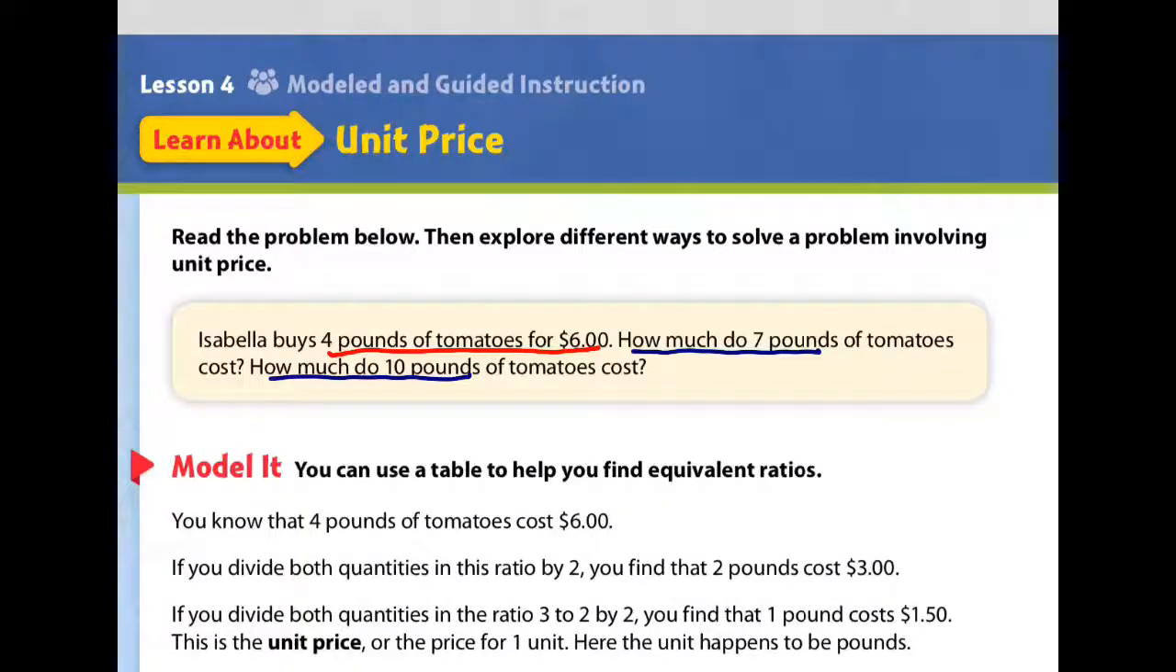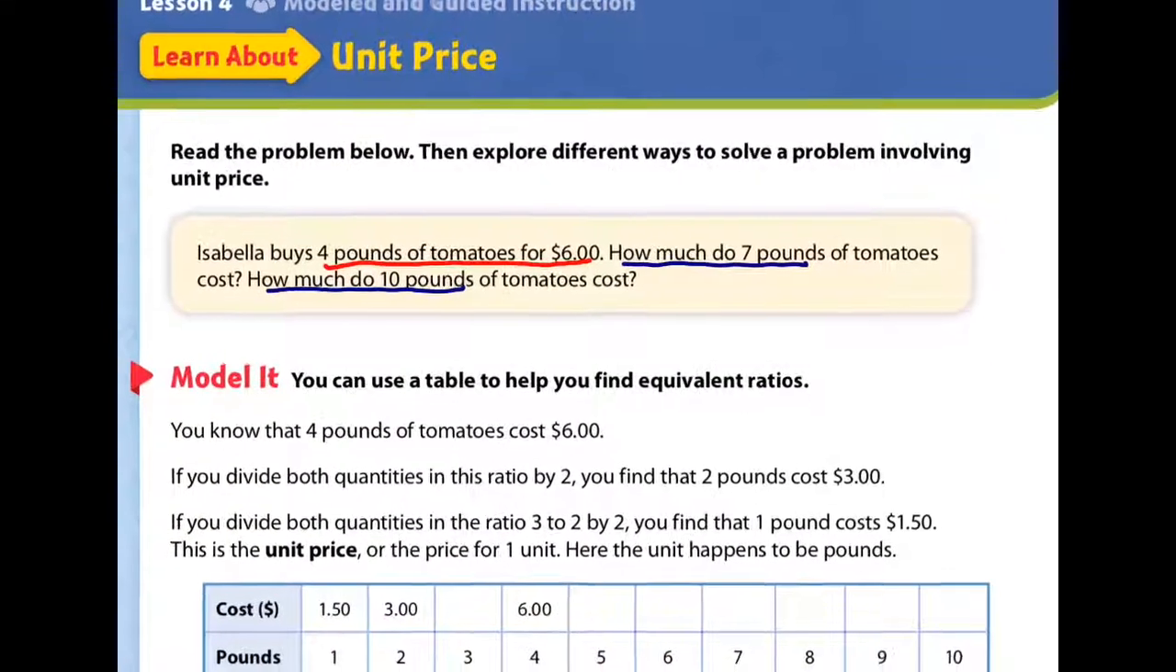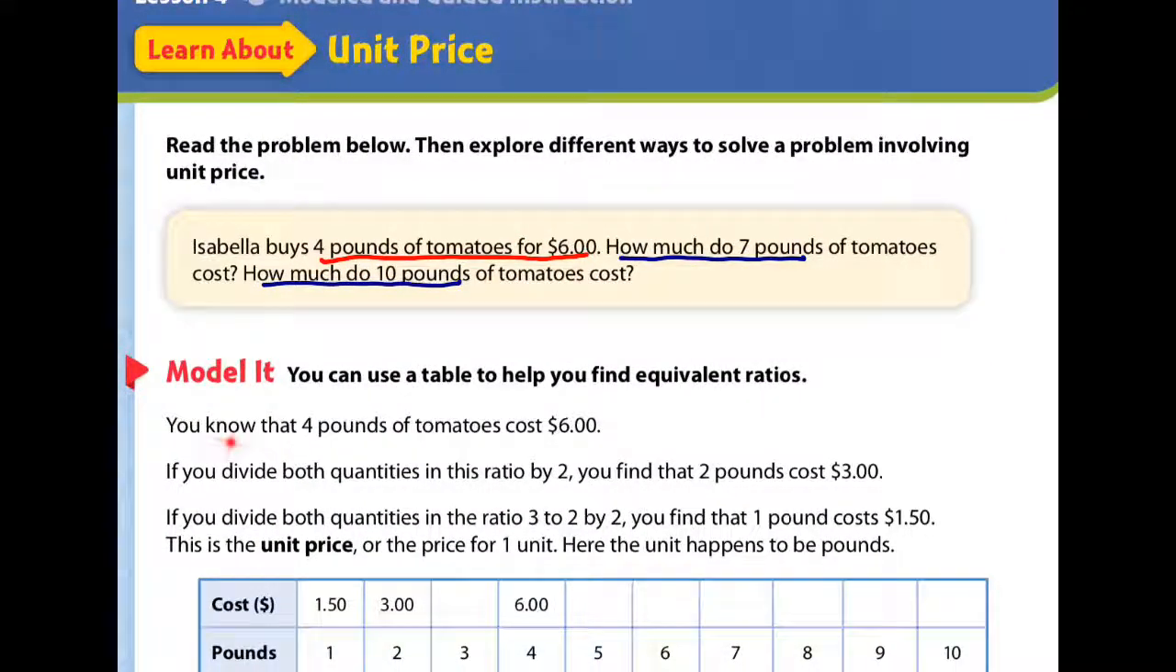So now, let's start here. It says, you know that 4 pounds of tomatoes cost $6. If you divide both quantities in this ratio by 2, you'll find that 2 pounds cost $3. If you divide both quantities in the ratio 3 to 2 by 2, you'll find that 1 pound costs $1.50. This is the unit price, or the price for 1 unit. Here, the unit happens to be pounds.